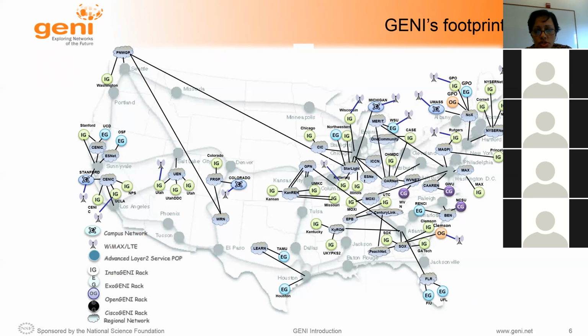EG are ExoGENI racks. You don't have to worry about what exactly they are right now. The only reason I'm pointing them out is that when you run your experiments, we will ask you to pick any InstaGENI racks, and so that's what you'll be looking for. For example, there'll be a Clemson InstaGENI rack that you can access, or a UMKC InstaGENI rack.